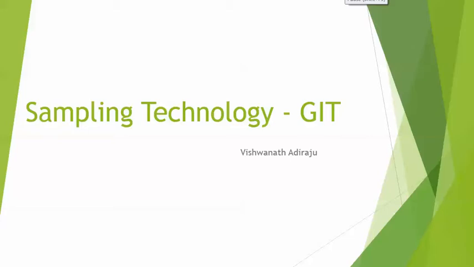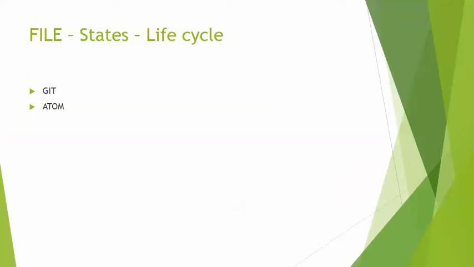This week we are supposed to review the sampling technology, which is Git. So Git is a version control system. In my setup, I'm using Git Bash and also Atom as my text editor.